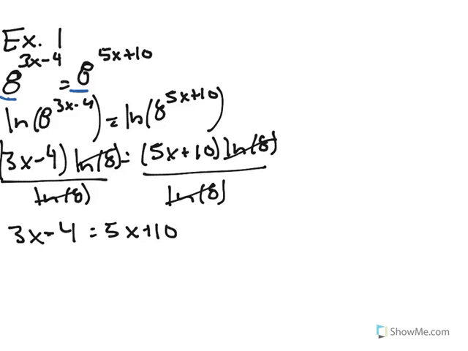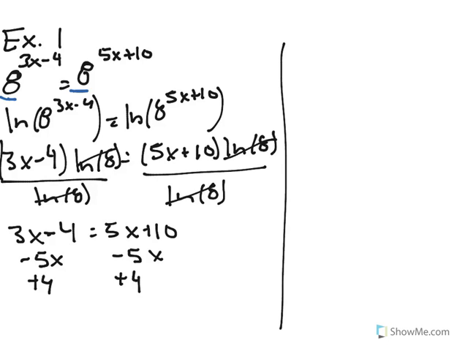So if we have 3x minus 4 equals 5x plus 10, I'm going to subtract 5x from both sides, get the x's on one side, and then I'm going to add 4 to both sides and get all the constants on one side. So we'll continue this over here. So now we'll have negative 2x is equal to 14. To get x alone, we're going to divide both sides by negative 2. So then x equals negative 7.